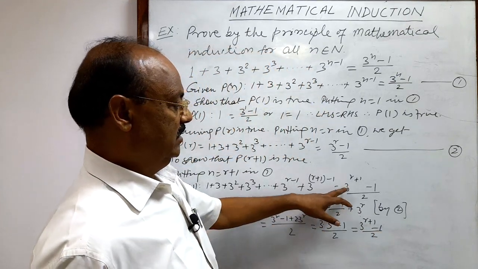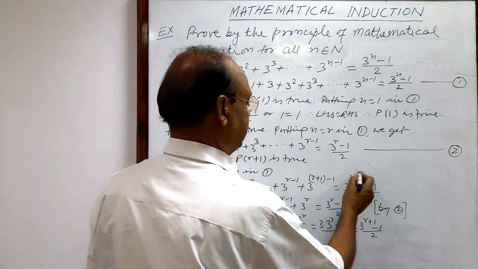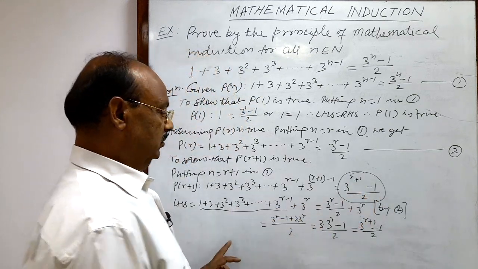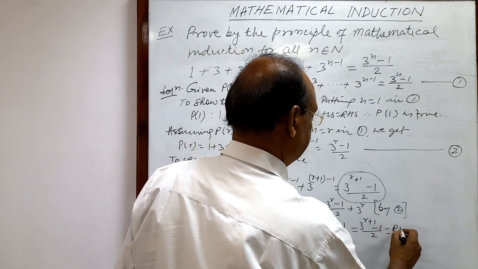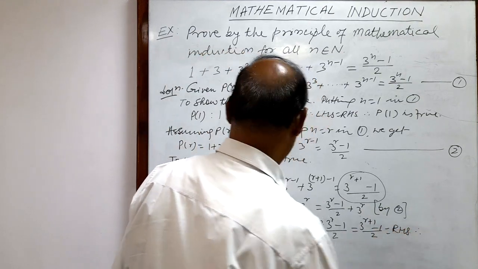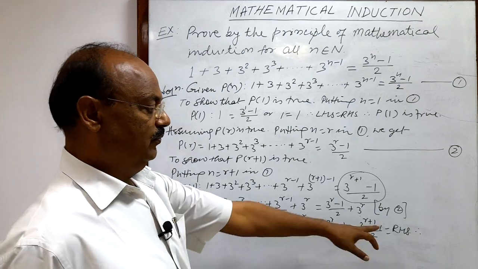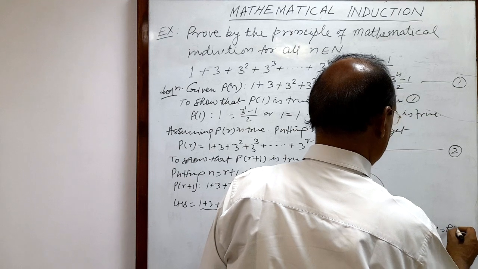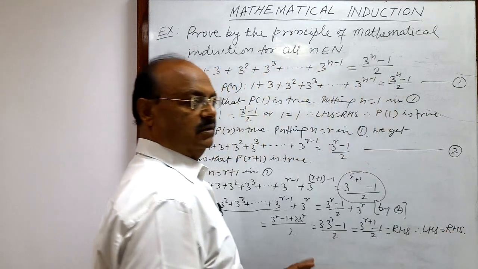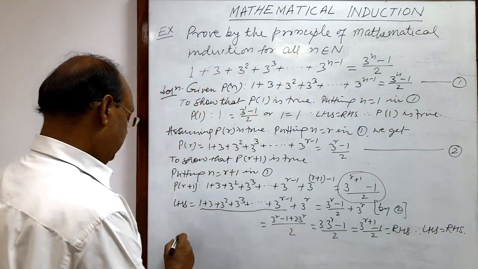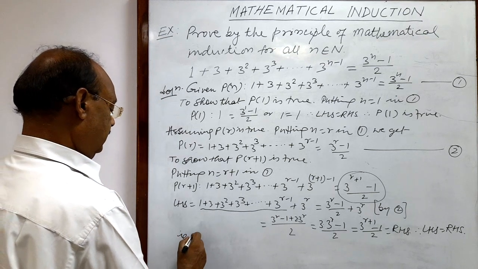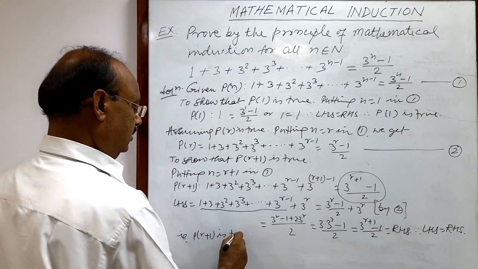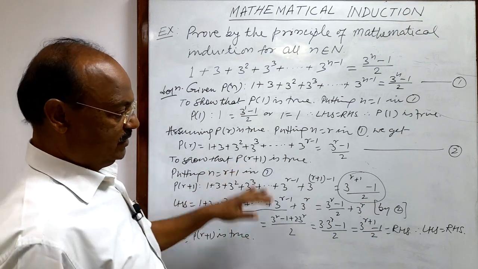And you see this is the right hand side, which we had to prove. Therefore we are getting LHS is equal to RHS. It means PR plus 1 is true. So all the 3 steps are over here.